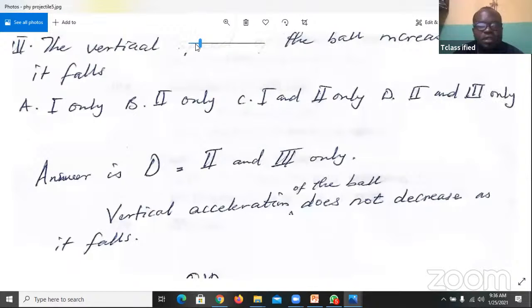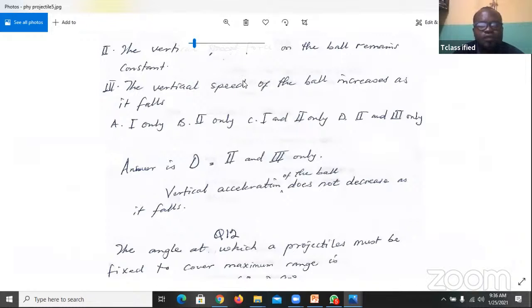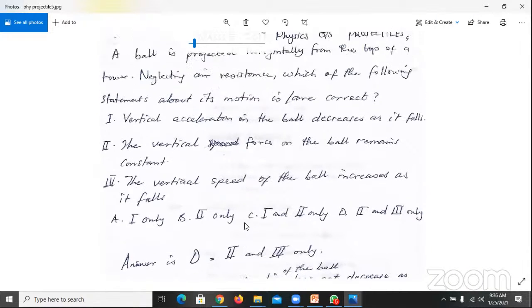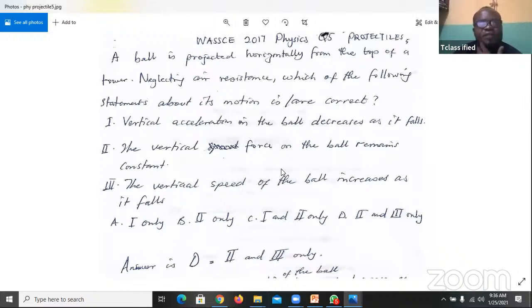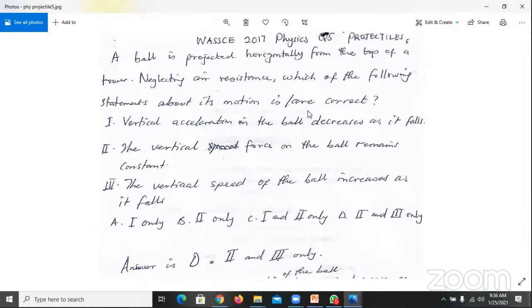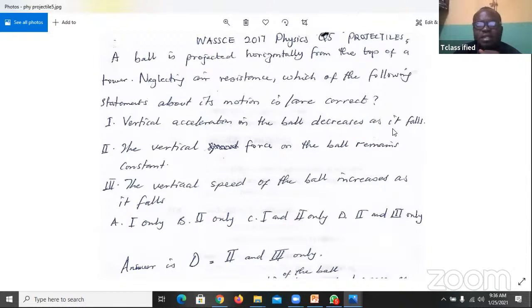So let's look at this before we go to frictional force. Okay, we have this WAEC 2017 physics projectile motion question. A ball is projected horizontally from the top of a tower, neglecting air resistance. Which of the following statements about the motion is correct? Number one, vertical acceleration on the ball decreases as it falls.